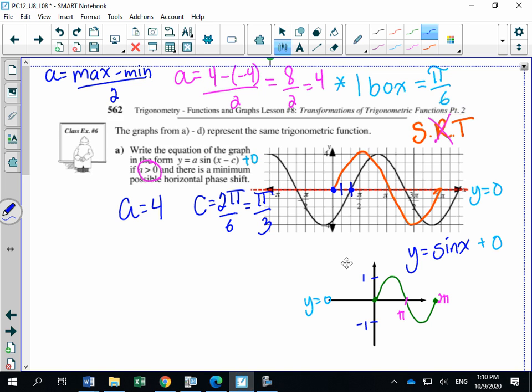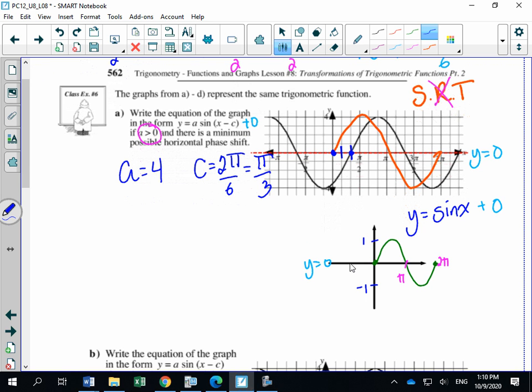So how we would show that is we would say, okay, y is equal to A, which is 4, sine. Because I'm moving to the right, my C value is positive. That is x minus pi over 3.